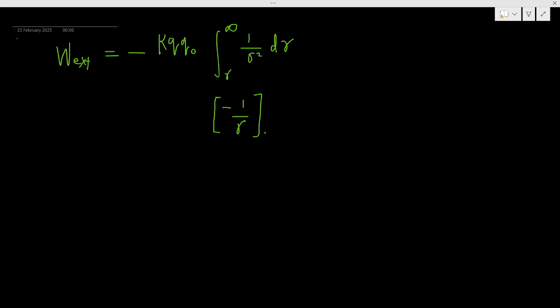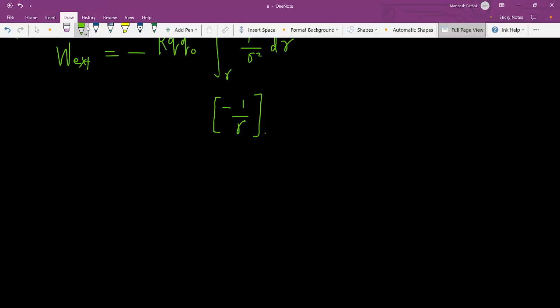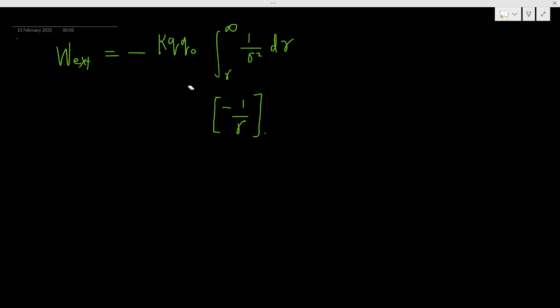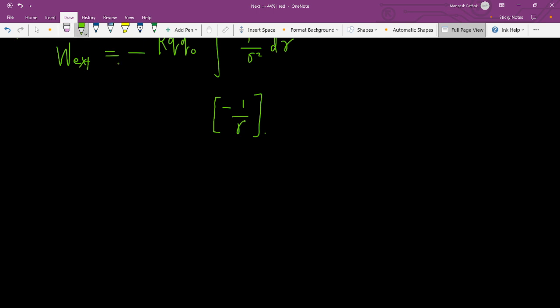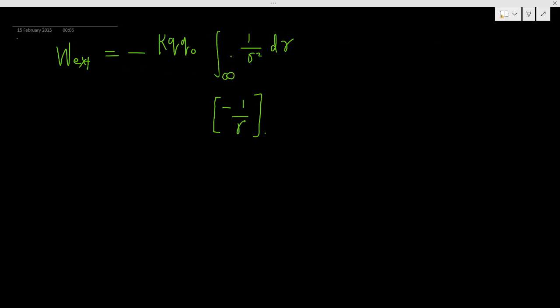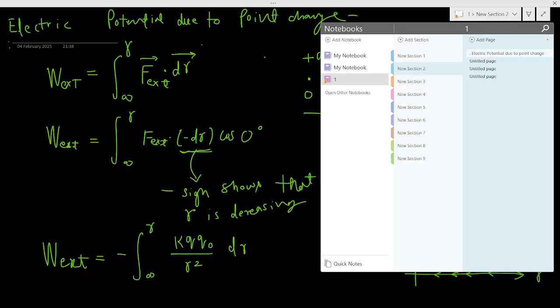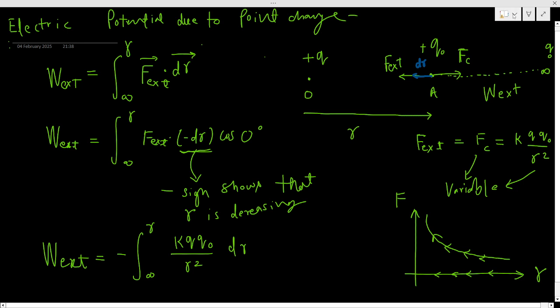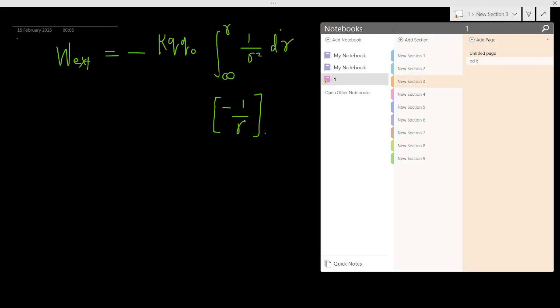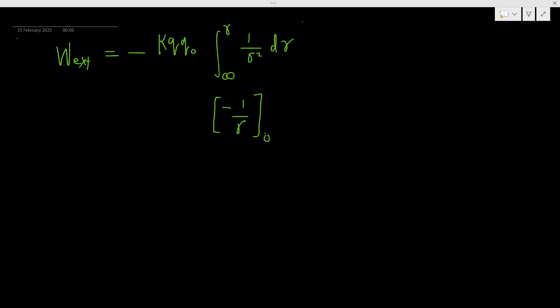Putting the limits, I think I have reversed the limits. It should be infinity to r. We are bringing the charge from infinity to r. You can check in the previous page, this is the correct limit. Now just need to put the limits. This is infinity, this is r, and we got minus K Q Q naught. Now just put r and infinity in this equation.